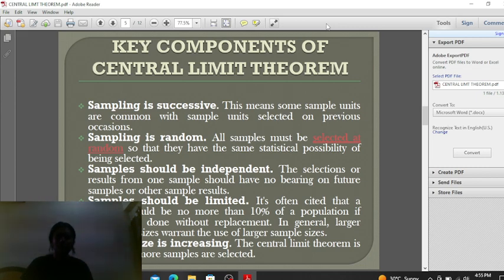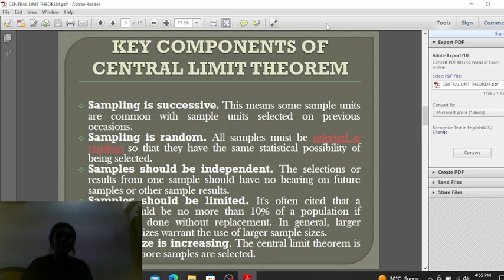Sampling is random. All the samples must be selected randomly, so that they have the same statistical possibility of being selected. This is known as sampling is random, which is the second component of the central limit theorem.